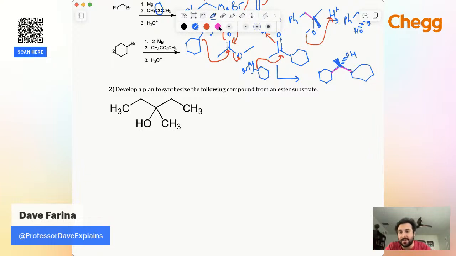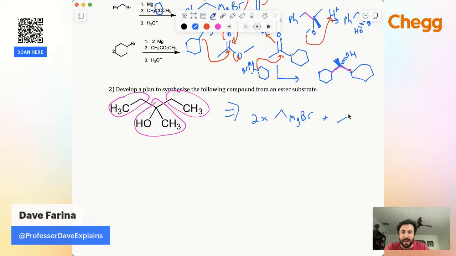So what are the two identical alkyl fragments? Well, that would be this ethyl group and this ethyl group, right? So we're saying that we can have two ethyl Grignard reagents. And then if that were the case, what would this other fragment be? This has to have been the ester substrate. So this would be a 2-carbon ester.